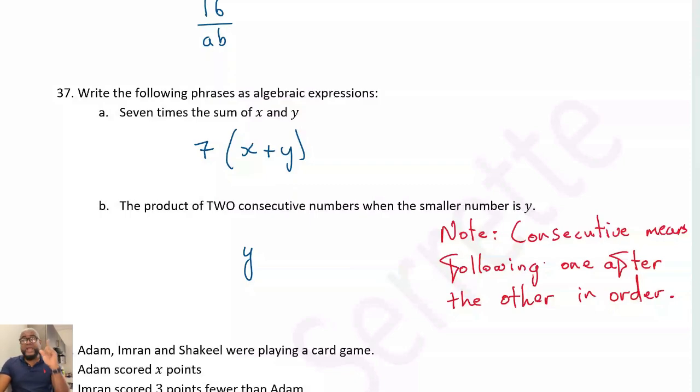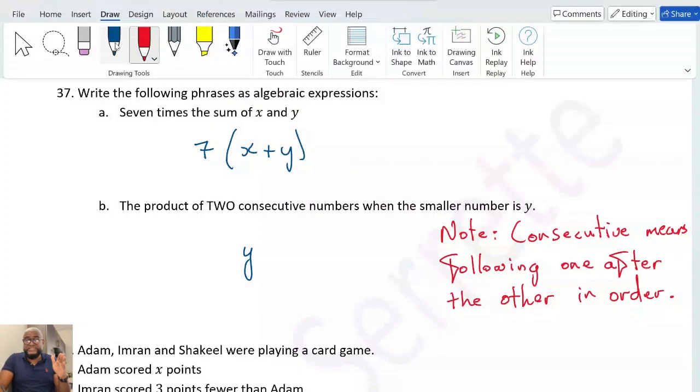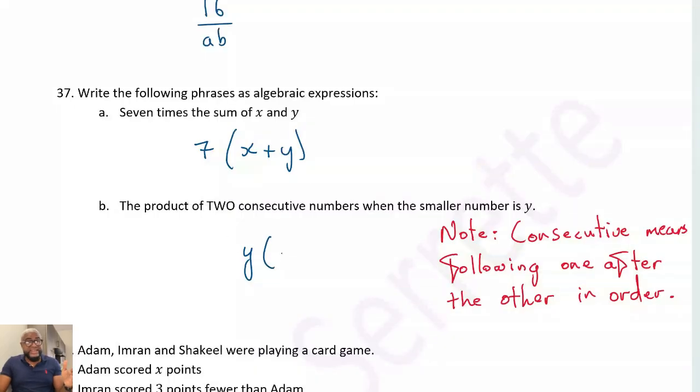So what am I always doing to the smaller number to get the bigger number? What could I do to 10 to get 11? What can I do to 19? Add 1. What can I do to 107 to get 108? So no matter what the smaller number is, to get the larger number, you'll always have to add 1. So I have that. Very good, Kia. So product means multiply. So it'd be y multiplied by.